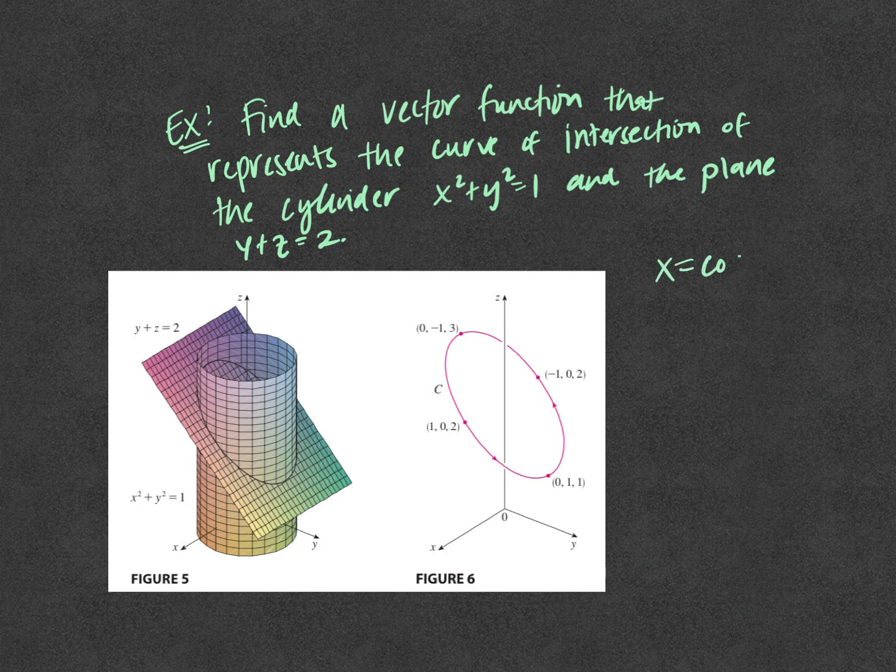So x equals cosine of t, and y equals sine of t, and then z equals 2 minus y. That's how we can use it to find our points of intersection of the two. But the corresponding vector would be r equals cosine t, sine t. Now we can't say 2 minus y because y has a value. So let's go ahead and make that 2 minus sine t. So our vector r is cosine of t, sine of t, and 2 minus sine of t.